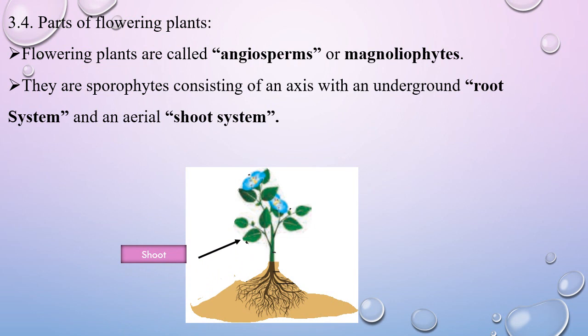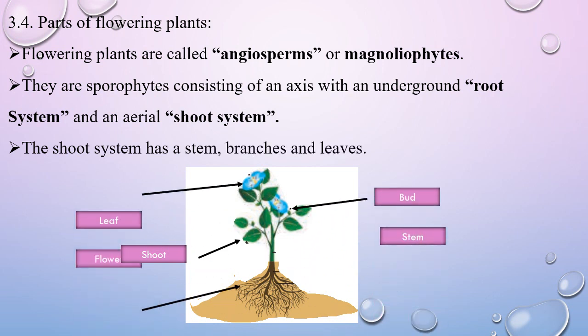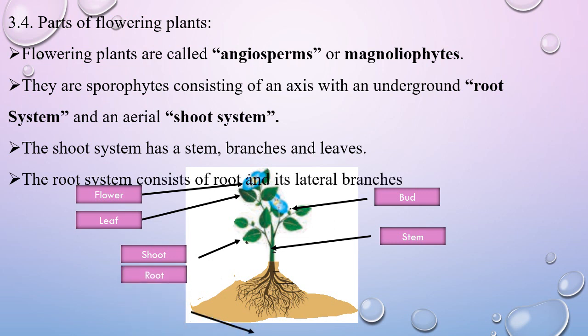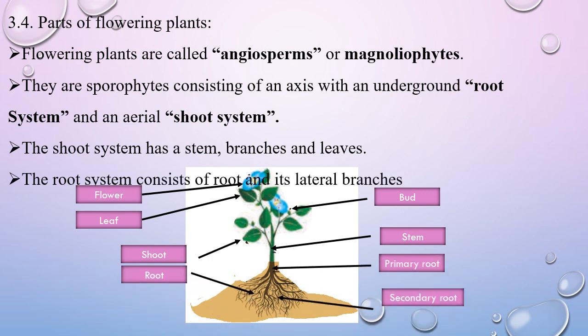So the shoot system will have stem, branches and leaves. The root system will have the main root along with the secondary root and also the tertiary root. So the root system consists of roots and its lateral branches.